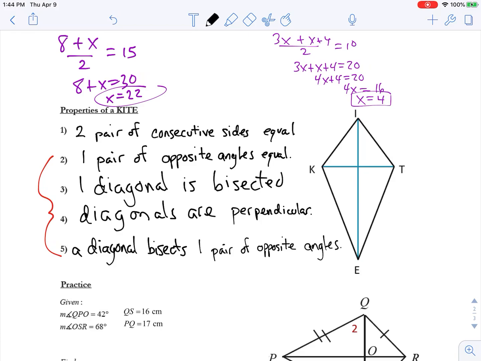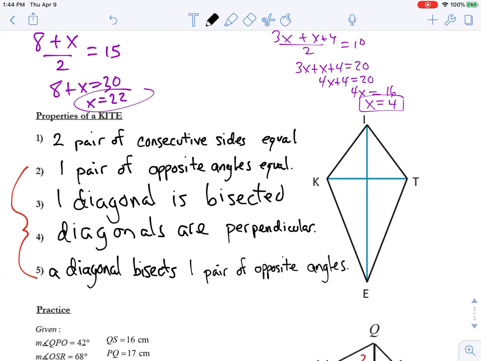Kites are a weird animal. I don't know how to describe it other than the fact that it's just this weird standalone shape. It's got some similar kind of facts, but it doesn't really work perfectly. So I'm going to run through the rules for kites. Then I'm going to try and give you a single fact that will help you do most of the problems.